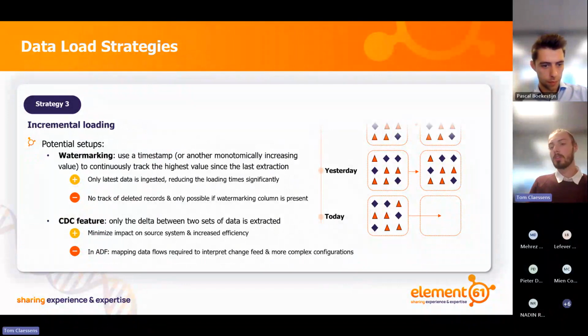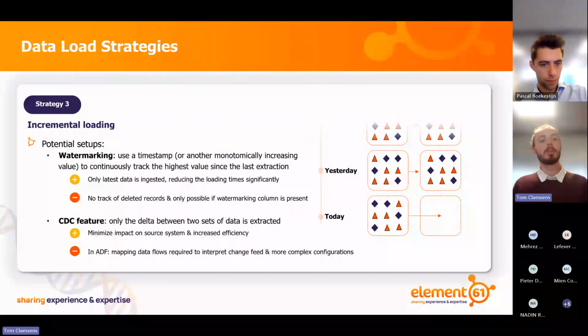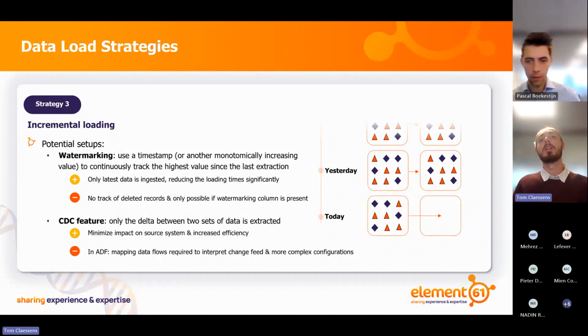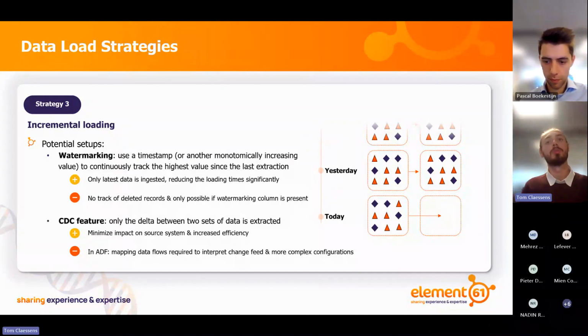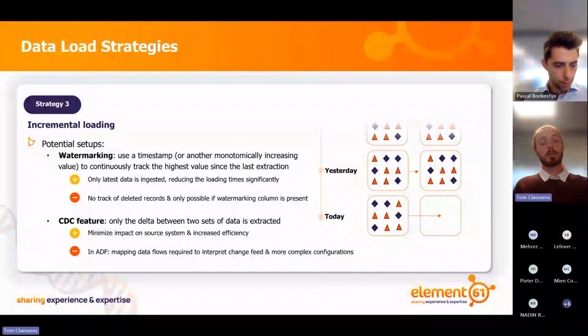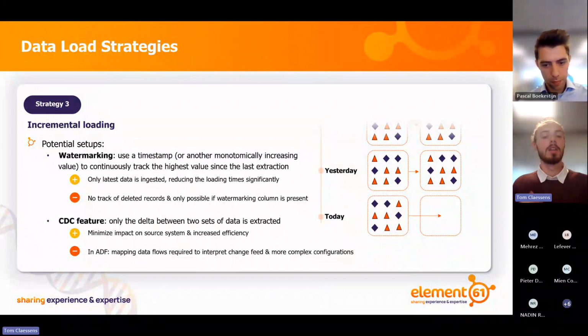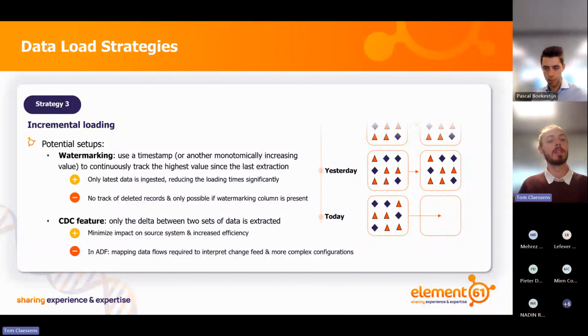At last, we have the incremental loading strategy, where there are two potential setups. The first one will be watermarking, where you use, for example, a timestamp or any kind of automatically increasing column to continuously track the highest value since the last extraction. The upside of this is that only the latest data is ingested. So, for example, on the graph, you can see that if all data until yesterday has been loaded, we will only load the new data as of today.